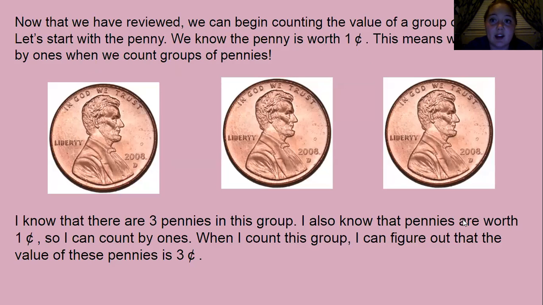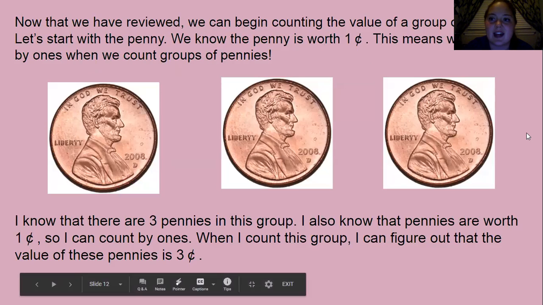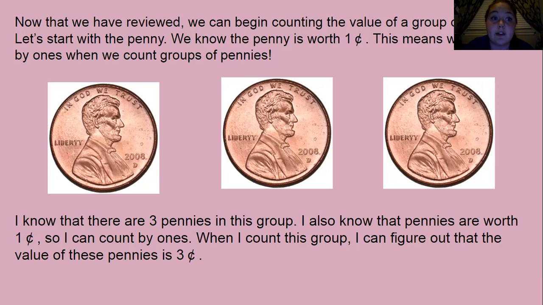Now that we've done that, we can start with our lesson today. We are going to count the value of a group of coins. Let's start with the penny. We know that the penny is worth how much? That's right, 1 cent. That means when we count a group of pennies, we count by ones. So in this group of pennies, I'm going to count them.